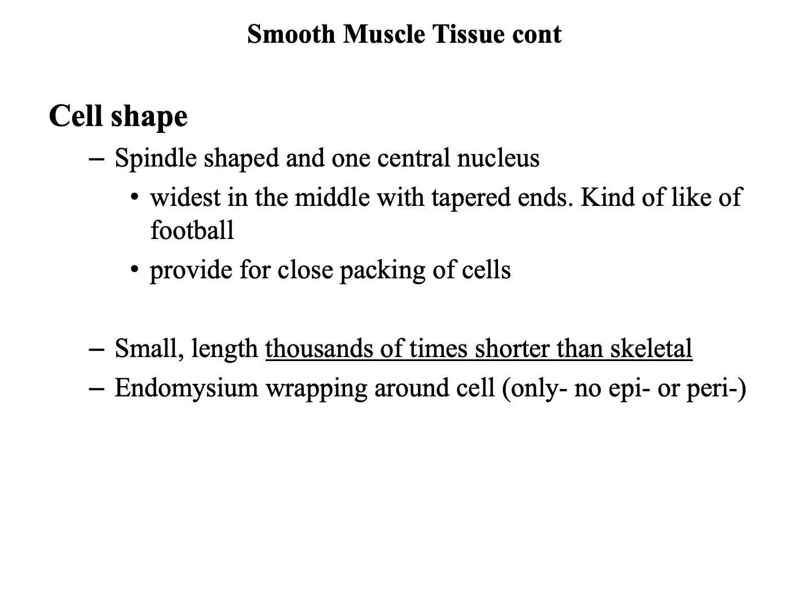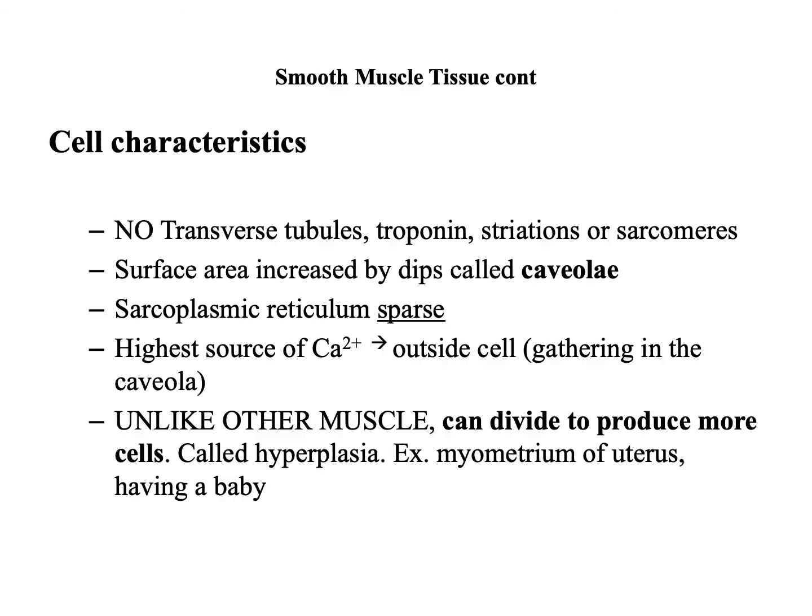He's spindle shaped and he has one nucleus. And then again, his little actin and myosins are set up more like a chain link fence. He's a lot smaller than the skeletal muscle. He still has endomysium around the cell. That's it. No transverse tubules. Probably a little bit too much information on this slide.